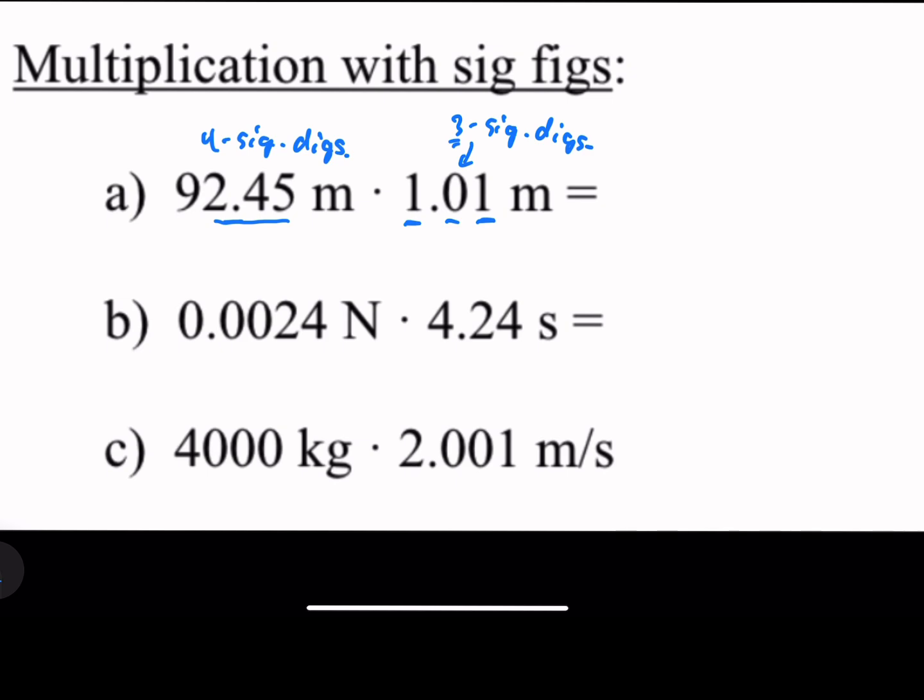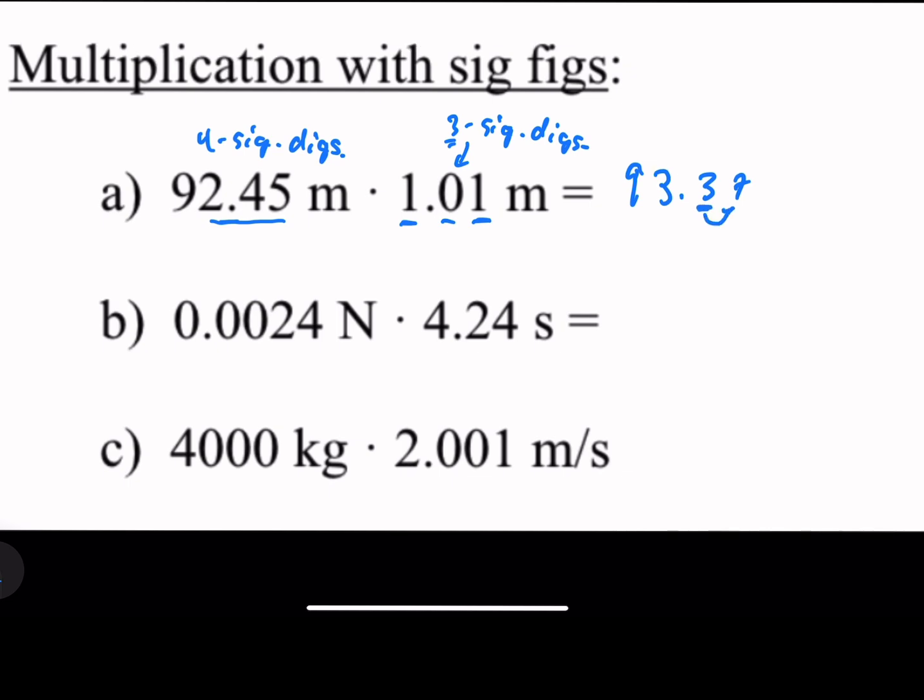So you would plug this into your calculator, and when you did that, you should get a value of about 93.37. Now we only want 3 significant digits, so we're going to look at the 3 here, which is the third digit, and figure out should we round up or down. And in this case, we're going to round up. So that's going to give us 93.4, and then meters times meters gives us meters squared.